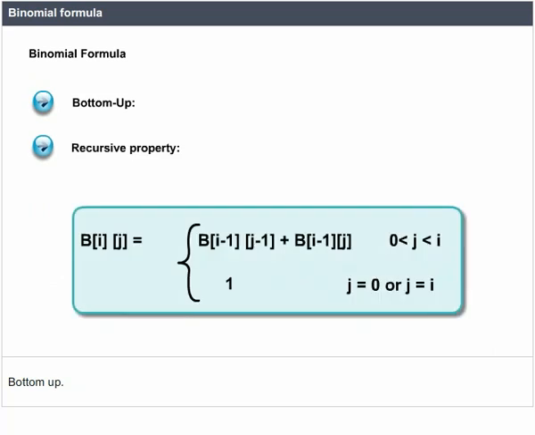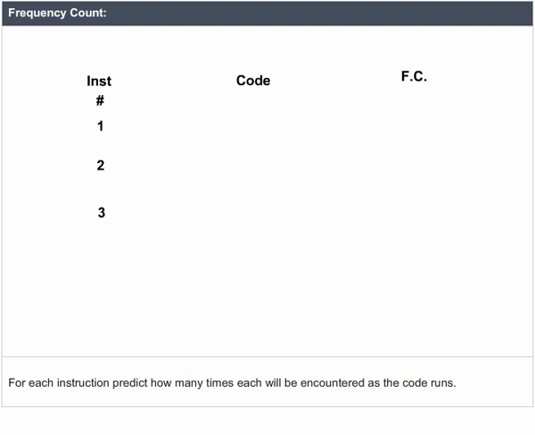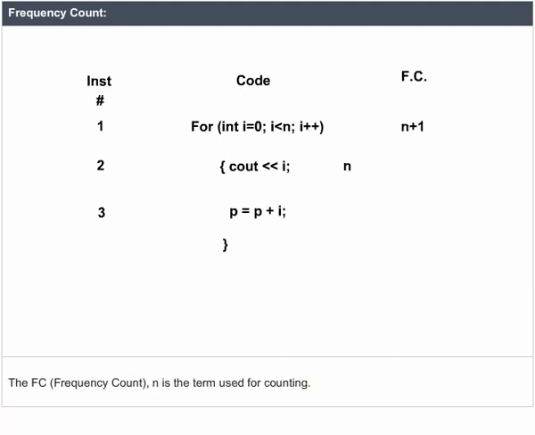Frequency count. Counting each code. Loop counting. For each instruction, predict how many times each will be encountered as the code runs. The FC, frequency count, is the term used for counting.